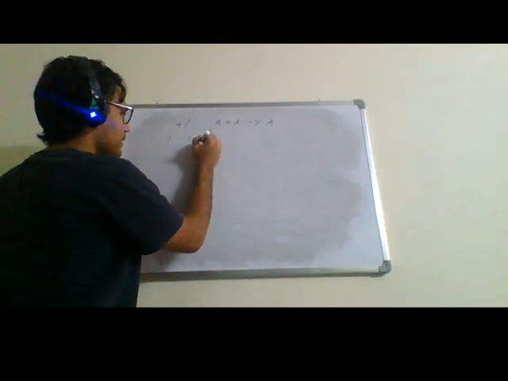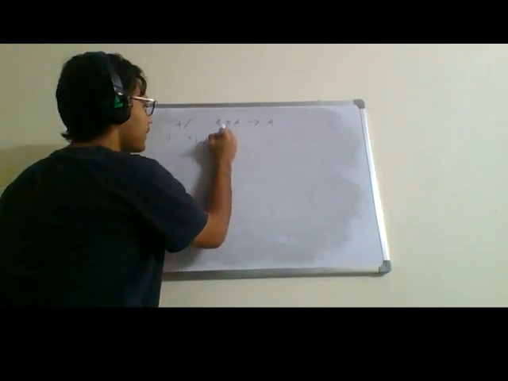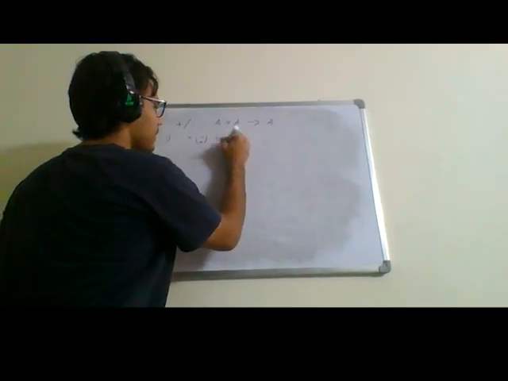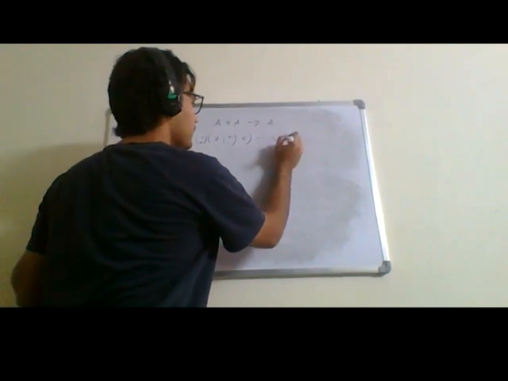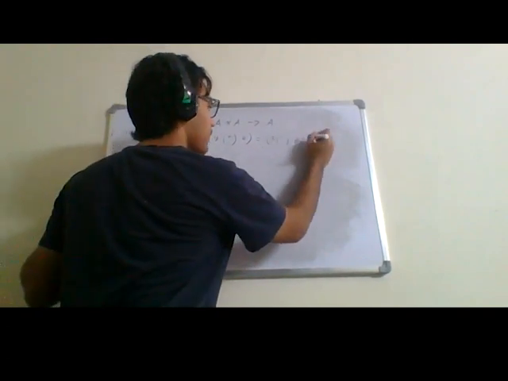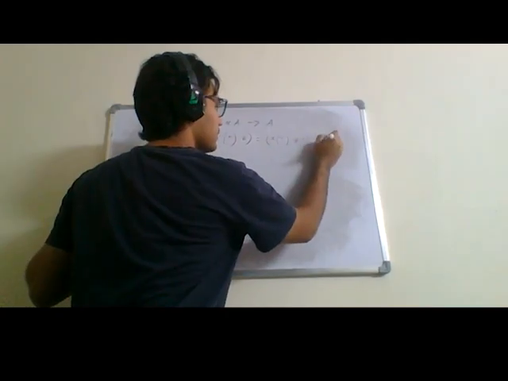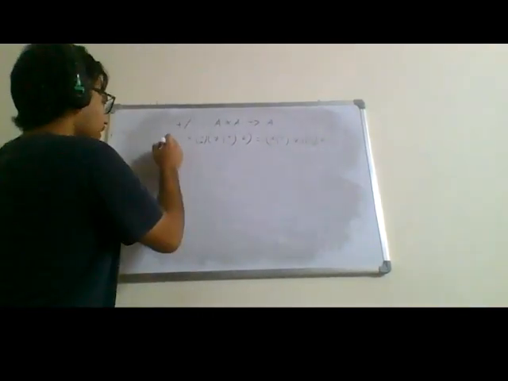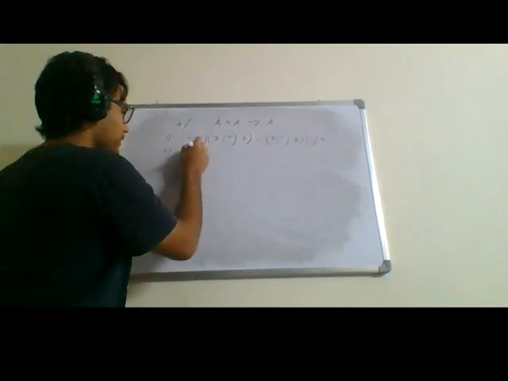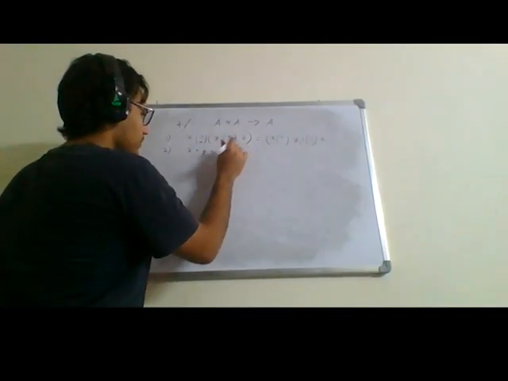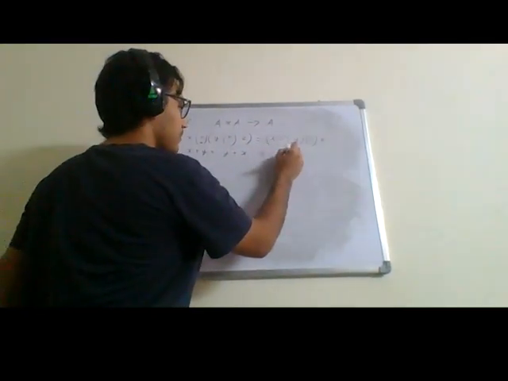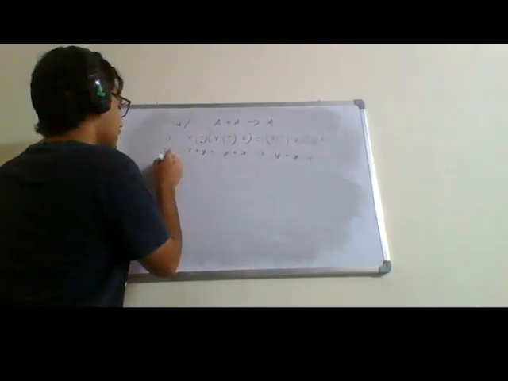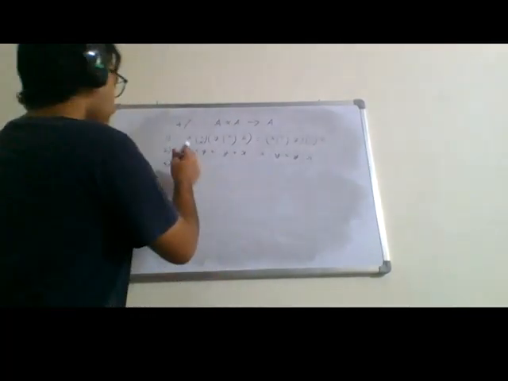So this just means plus or dot, right? Next is commutativity. Hang on. Yeah. Third is identity.